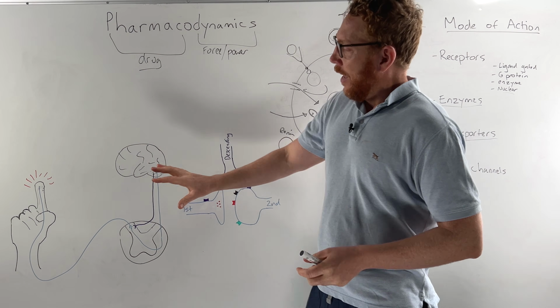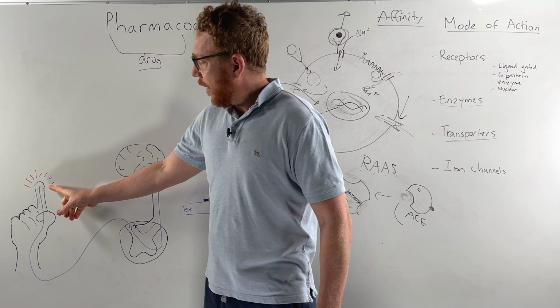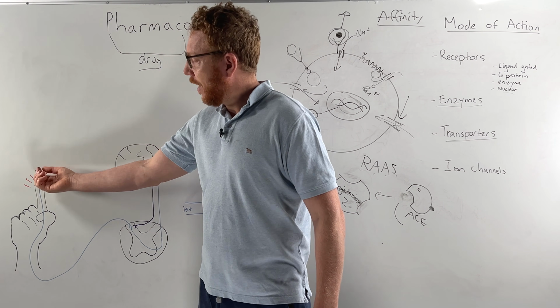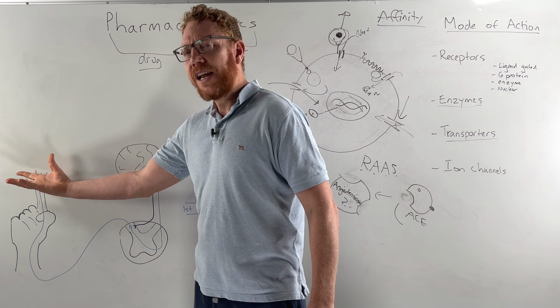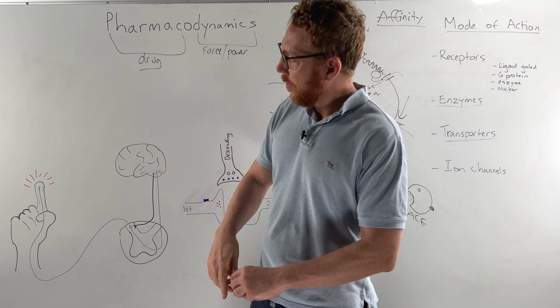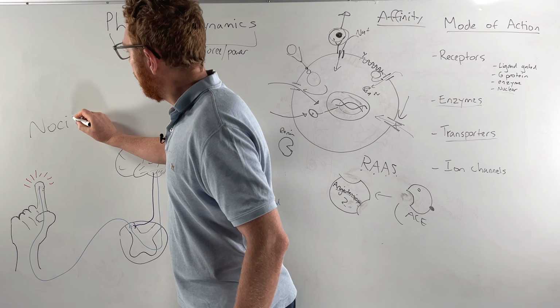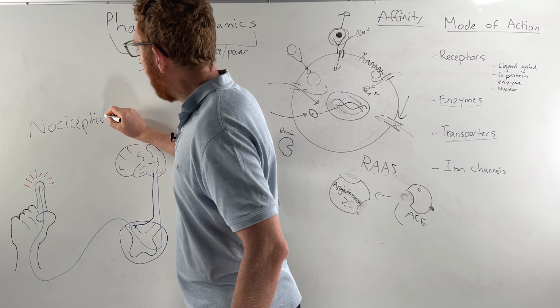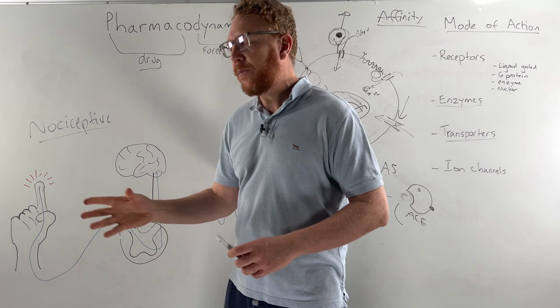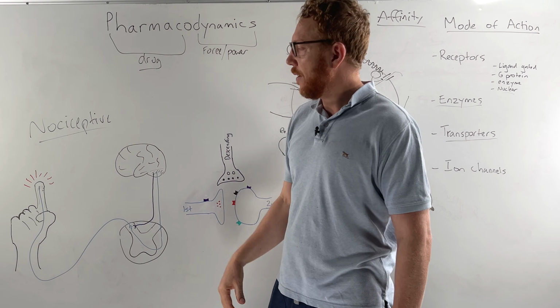So here we have a finger that's just been hit by a hammer. We've got injury. This is illustrating that it's inflamed and throbbing. When we have this, this is called the nociceptive pain pathway. So it's taking noxious stimulus up to the brain that is perceived as painful.